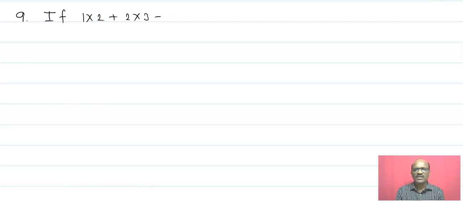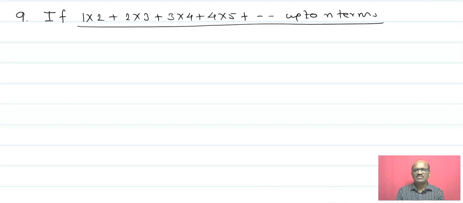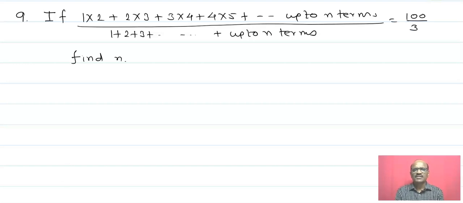Next, number 9. If 1 into 2 plus 2 into 3 plus 3 into 4 plus 4 into 5 up to the nth term, upon 1 plus 2 plus 3 up to n terms, is 100 upon 3. Find n. Now in this case, we want to find out the value of n.